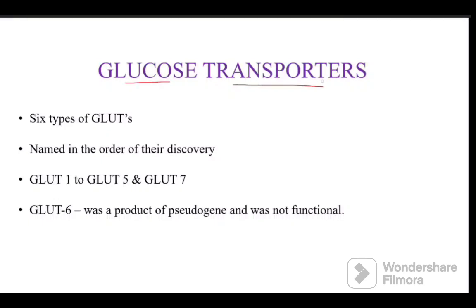Glucose transporters. Now, what are these glucose transporters? Carbohydrates get mainly absorbed only in the monosaccharide form. So only the monosaccharide form of carbohydrates gets absorbed.